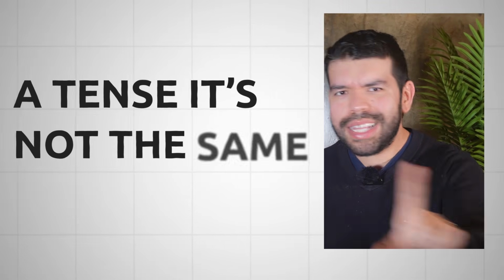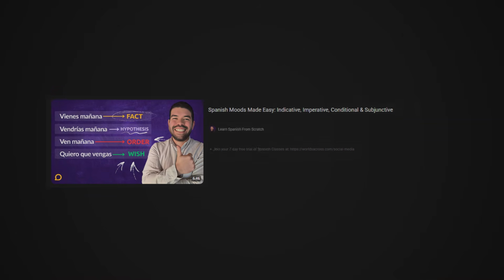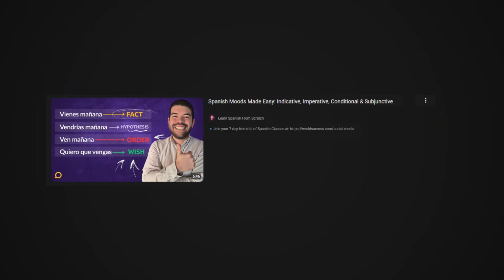Before we start, quick reminder, a tense is not the same thing as a mood. A tense mainly shows time. A mood shows attitude or perspective. And today, we're focusing on the conditional tense, not the full conditional mood system, conditional compounds, right? Of course, if you want to understand the bigger structures behind the conditional mood, we already have a full video about that, so you're gonna watch it after this one, okay?